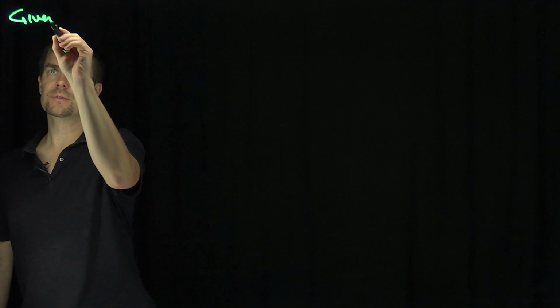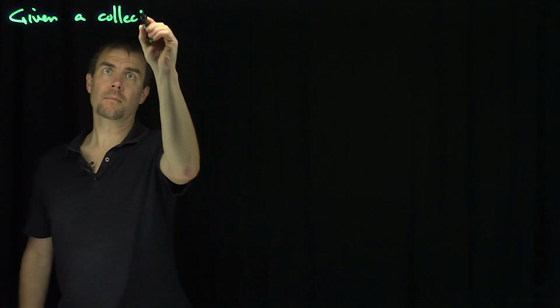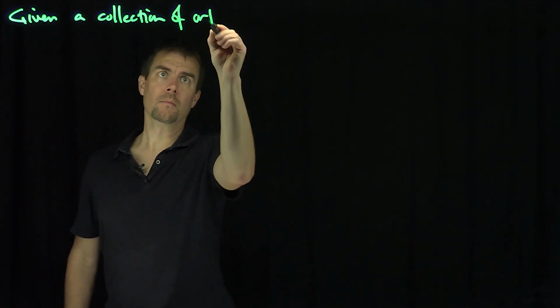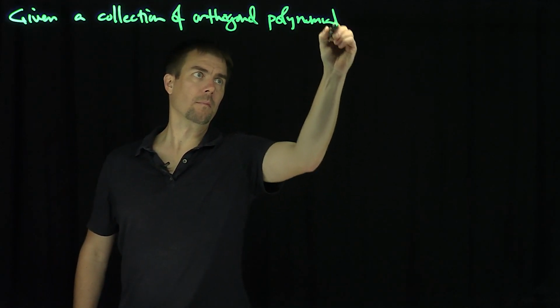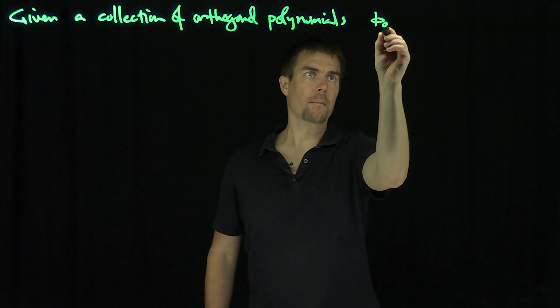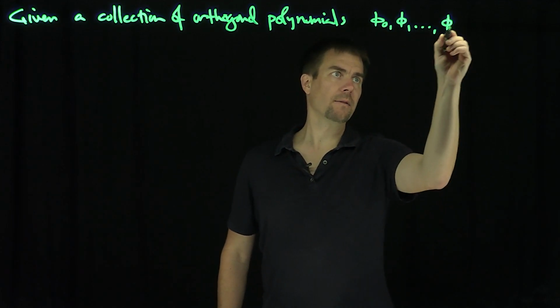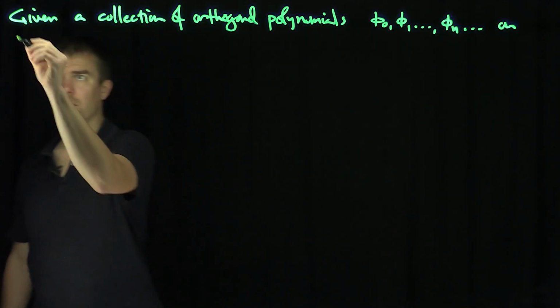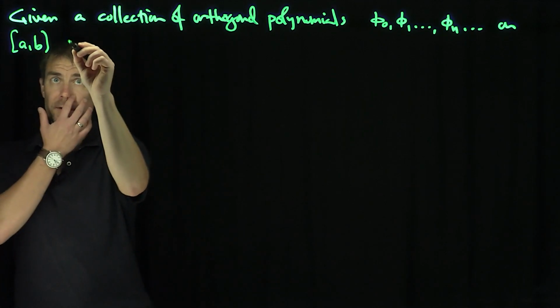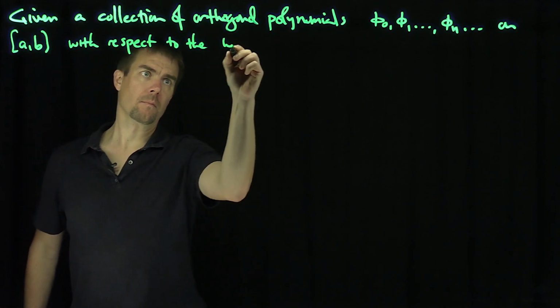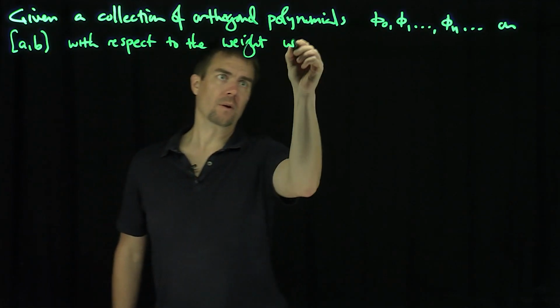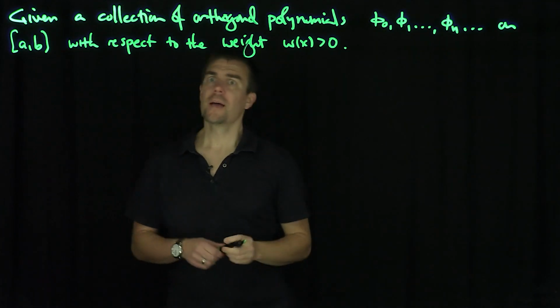Hello students, in this video we'll discuss properties of the roots of orthogonal polynomials. Let's be given a collection of orthogonal polynomials phi 0, phi 1, ..., phi n on the interval [a, b] with respect to the weight w of x strictly greater than 0. And let's make some observations now.